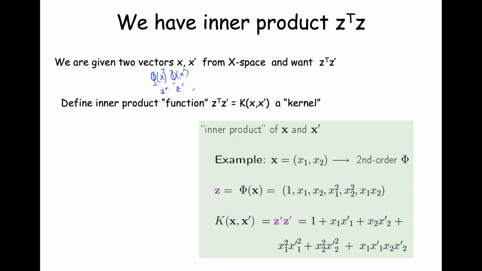So let's define a function. And this function is called a kernel. And this kernel is going to operate on x and x prime in the original input space representation. And this kernel is going to compute the same value when it outputs it. That value, that K evaluated on x and x prime, is going to be the same value as if you transformed to Z space and did the inner product. And so this kernel is a function that returns the inner product of x and x prime in this Z space representation. So here's an example of a kernel.